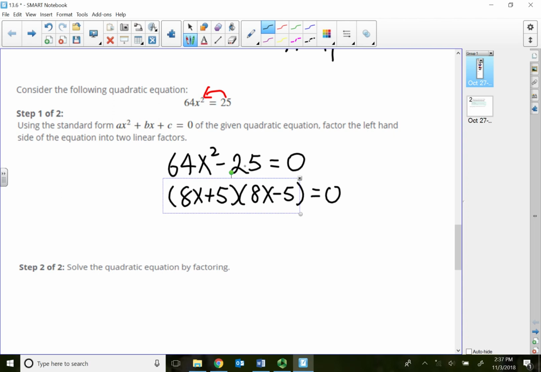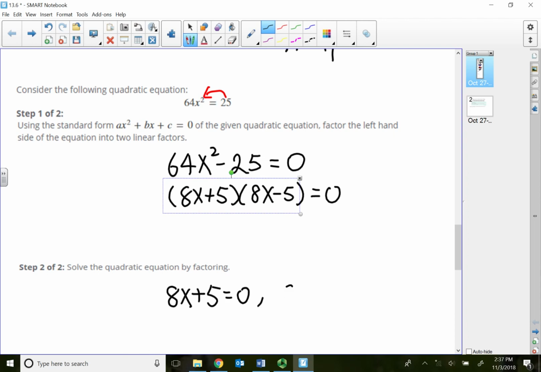Difference of squares, because I see 2 terms, both terms are perfectly squared with a subtraction sign in the middle. So my a must be 8x, my b must be 5. Once I factor, that will be the answer for step number 1. So step number 2, let's solve. I got 2 different factors here. Set each factor containing the variable x equal to 0.